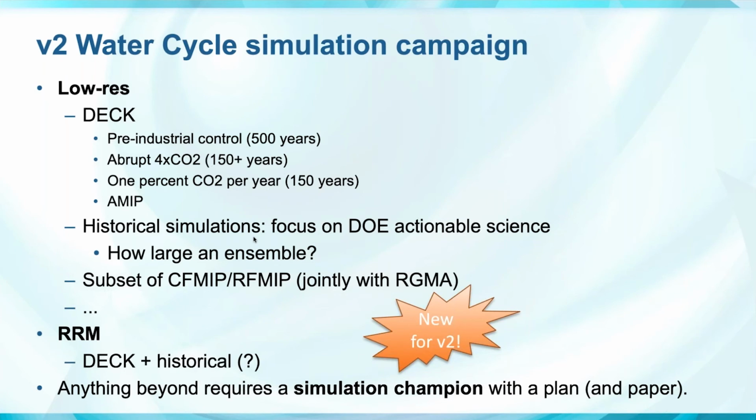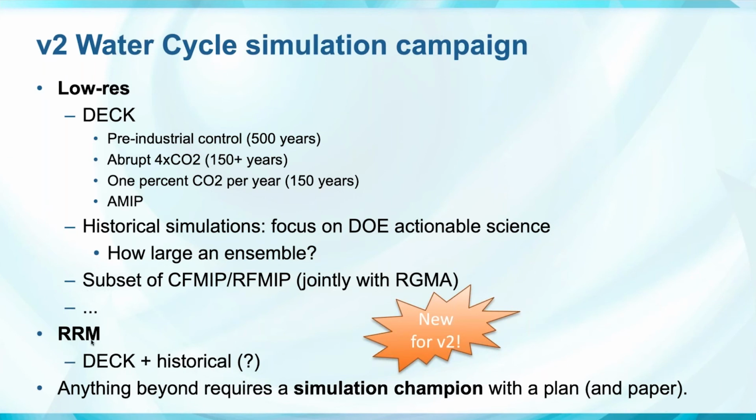And because we have a model that is much cheaper than V1 was, and we also have much better computational resources than we did back then, I think there's an opportunity here to do an ensemble that is actually quite large. So we should certainly think about how large can we go? Can we even do a large ensemble ourselves with this model? And the idea would be to try to focus on DOE actionable science questions. We also have a plan to do a subset of the CFMIP and RFMIP simulations jointly with PCMDI, funded by RGMA. And as I said, there will be more added to the list.